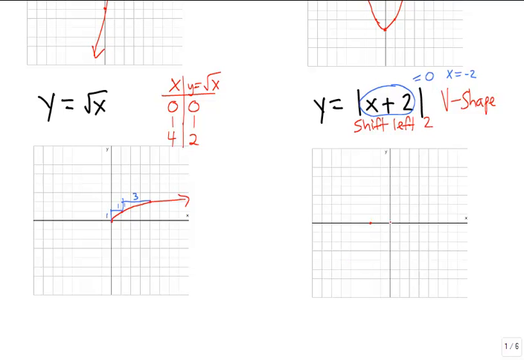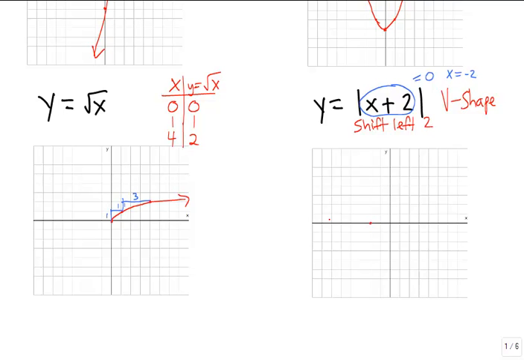And you'll notice that normally the vertex is at 0, 0, so what have I done? I've shifted left 2 units. Okay? So there are a couple of ways to think about it. Either find where this inside stuff is 0, and that's the x value of your vertex, or think of this as a shift left 2 because we had a +2 on the inside. Now that we know our vertex, we want to know our pattern.